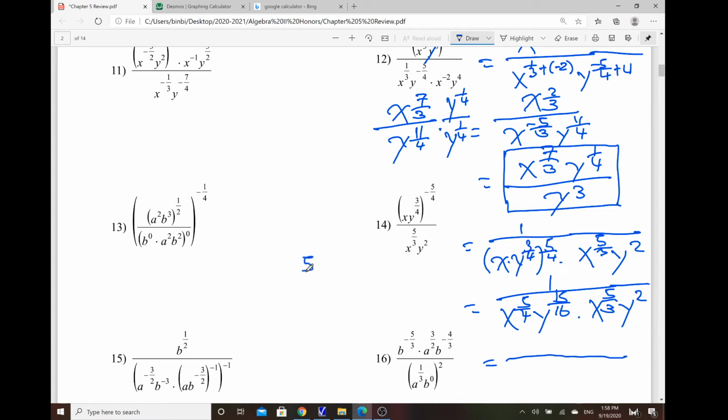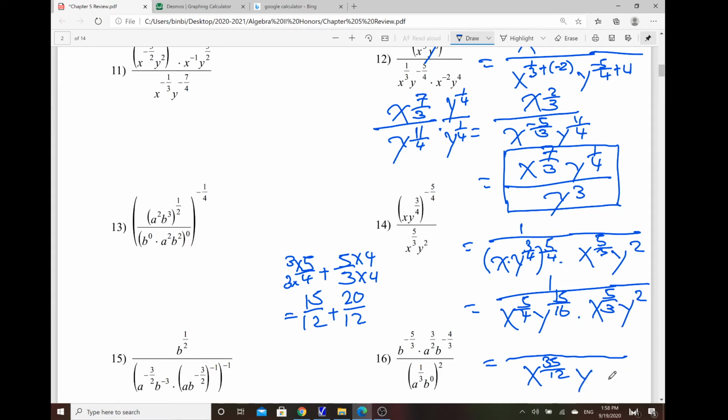So 5/4 plus 5/3. Common denominator is 12. So this one times 3 top and bottom, we get 15 over 12. This one times 4 top and bottom, we have 20 over 12. So for the exponent of the base x, we have x to the power of 35 over 12. And then what about the y base? So 15 over 16 plus 2.